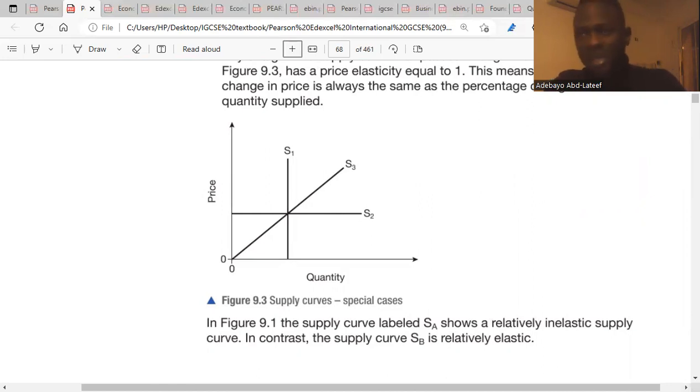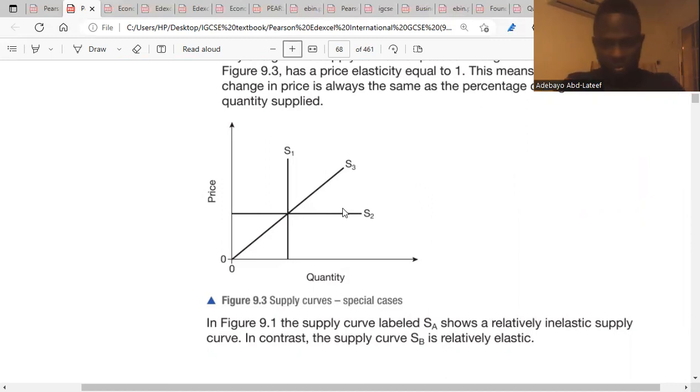Do you get the point here? When our supply curve is vertical, PES is equal to 0. That means it's perfectly inelastic. So at S1, because it is vertical, it means that there's no change in the quantity supplied as a result of a change in price. So our PES is 0.